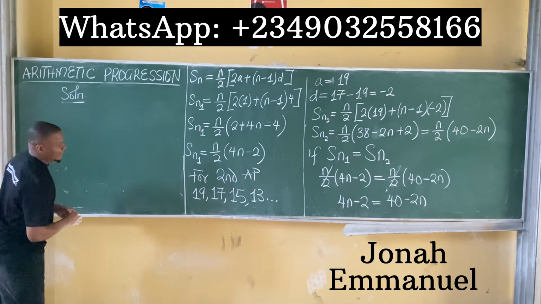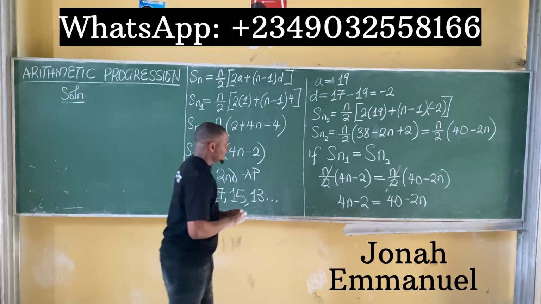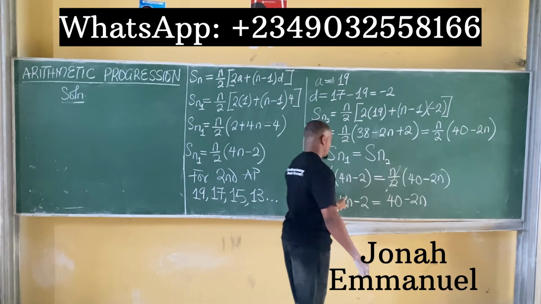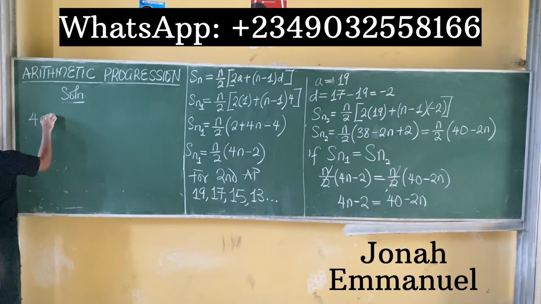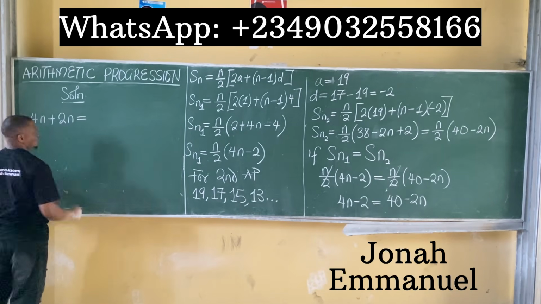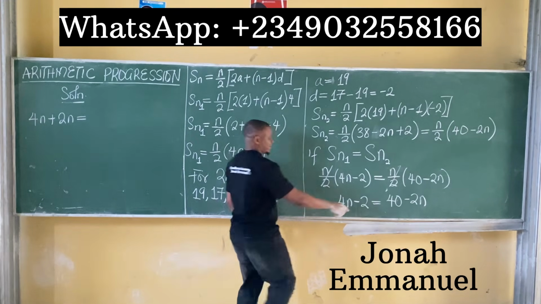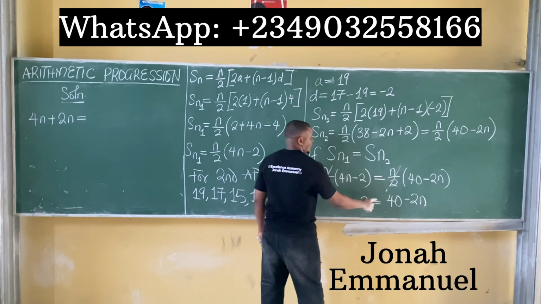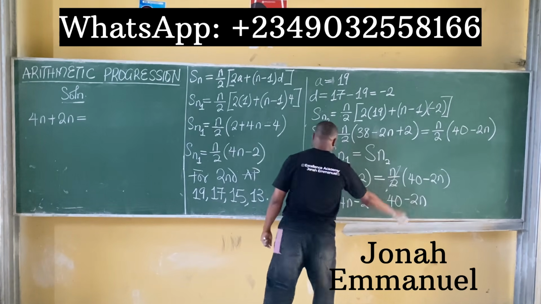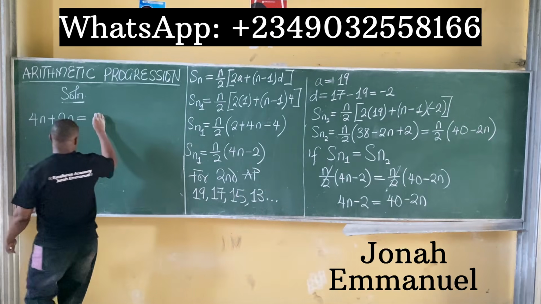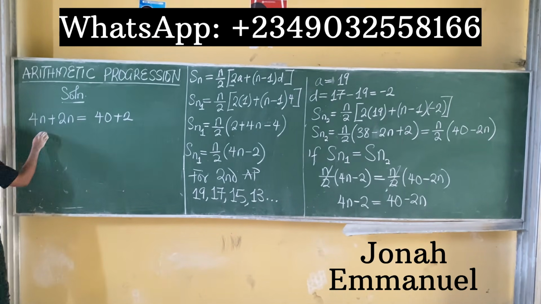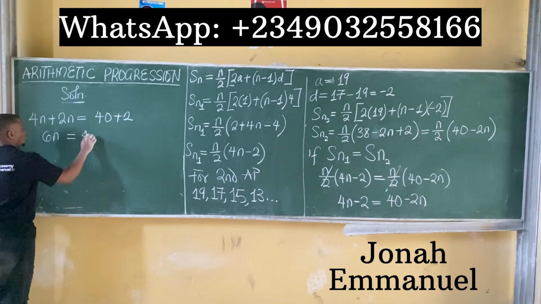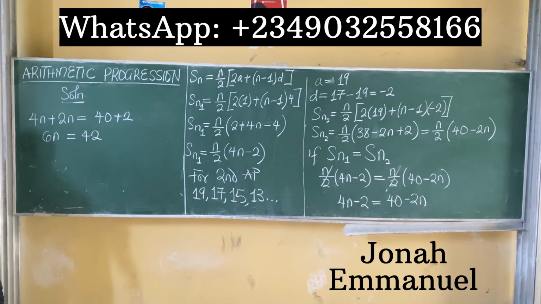In solving this, let's take the n first. I'll take this n from here this way. Becomes 4n plus 2n. So I have 4n plus 2n is equal to, so minus 2n comes over here, becomes plus 2n. 40 minus 2 comes over here, becomes plus 2. It's equal to 40 plus 2. 4n plus 2n gives you 6n is equal to 40 plus 2 gives you 42. So I have this.